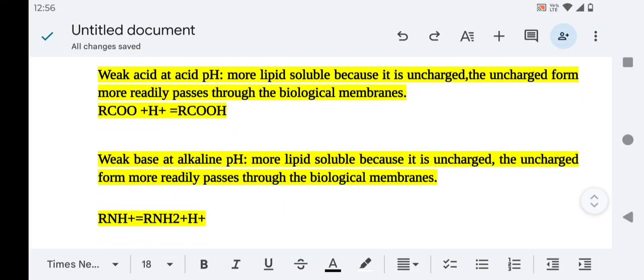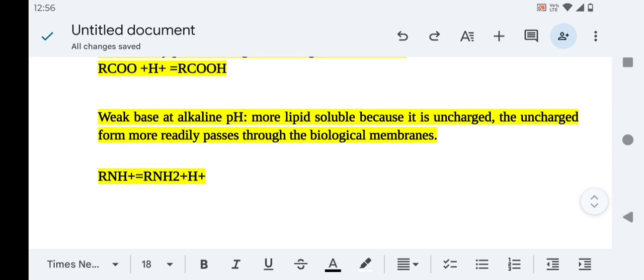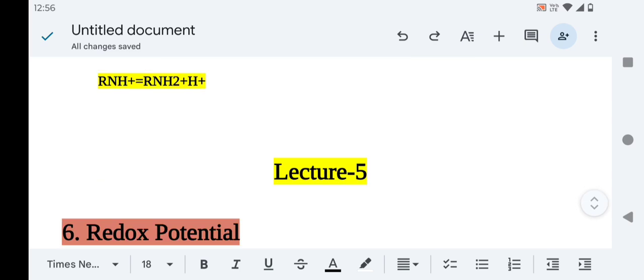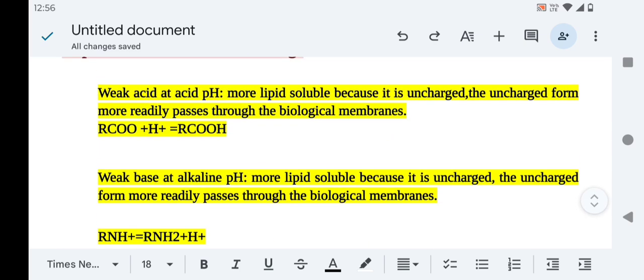Weak base at alkaline pH is more lipid soluble because it is uncharged. The uncharged form more readily passes through the biological membrane. RNH3+ is in equilibrium with RNH2 and H+. Thank you.